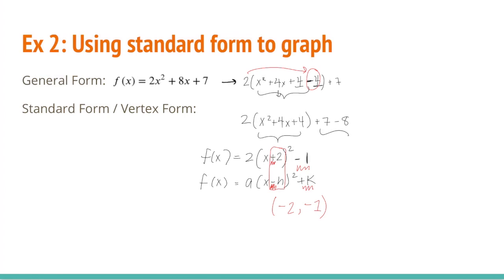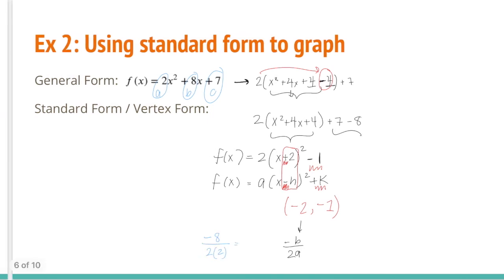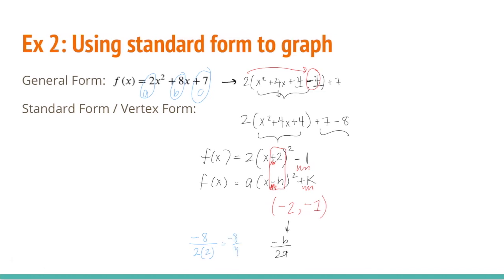Okay, now we do have a shortcut. If you've ever watched the proof of completing the square, we find here that this is -b over 2a from our general form. So let's try that out. Our a was 2, our b was 8, and our c was 7. So I'm going to plug in -b, which is -8, over 2 times a, which was 2, and I get negative 8 over 4, which is indeed negative 2.